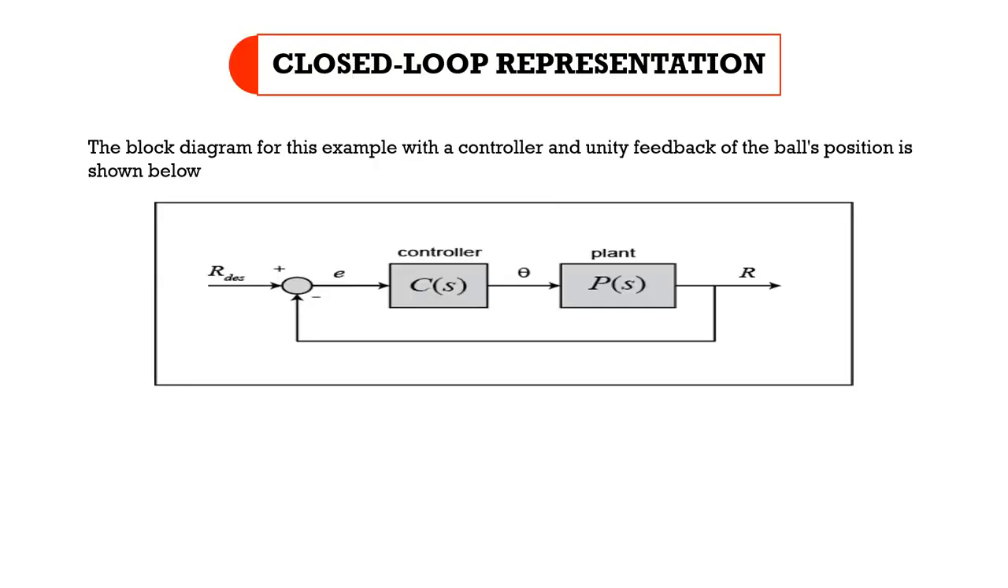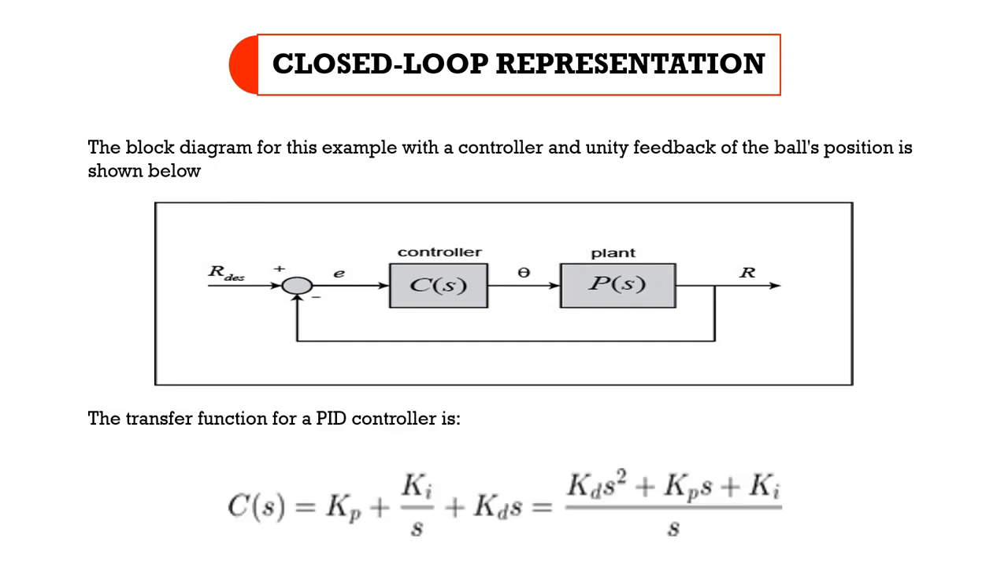The block diagram for this example, with a controller and a unity feedback of the bolt's position, is shown below. It has the controller, plant, etc. The transfer function for a PID controller is C(s) equals Kp plus Ki by s plus Kd times s. This slide is about proportional control.